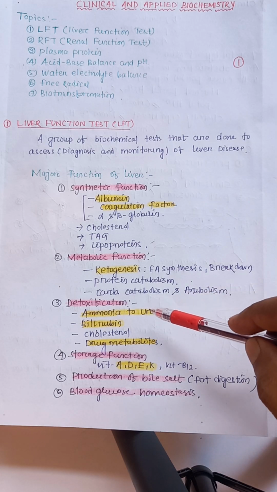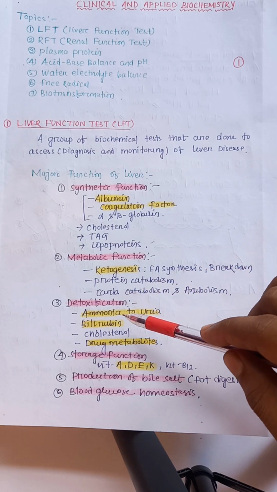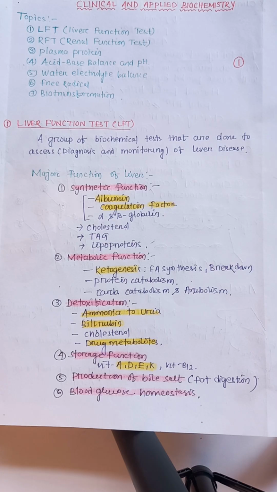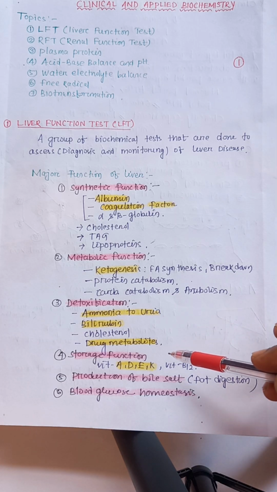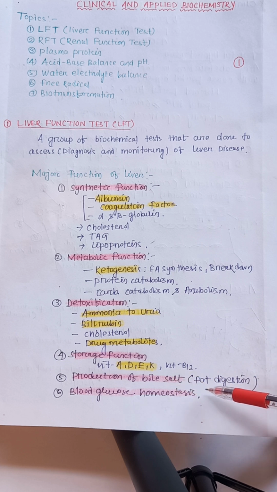Then detoxification. Detoxification is nothing but conversion of a highly toxic substance to a less toxic or non-toxic one, where ammonia is converted into urea, and bilirubin, cholesterol and drug metabolites are processed. You should know that drug metabolism is one of the most important functions of the liver; you will deal with it in pharmacology. Storage functions include vitamins A, D, E, K and B12, then production of bile salts, and blood glucose homeostasis. These are the six major functions of the liver.